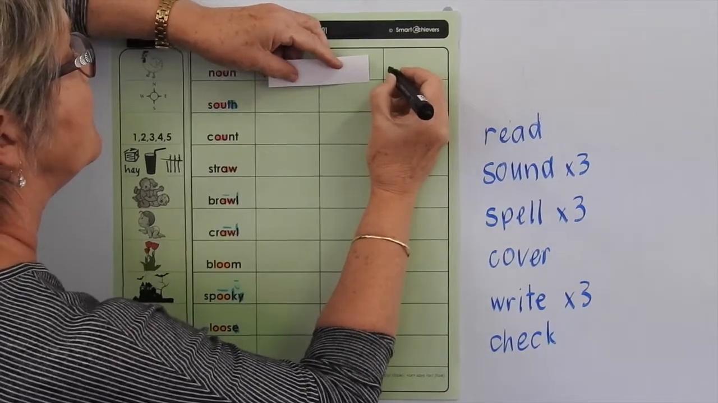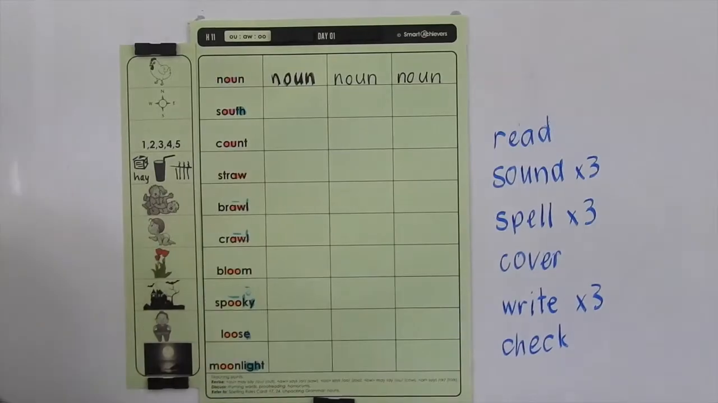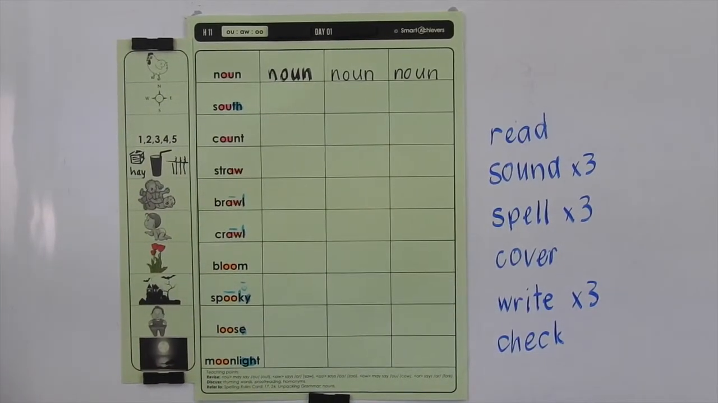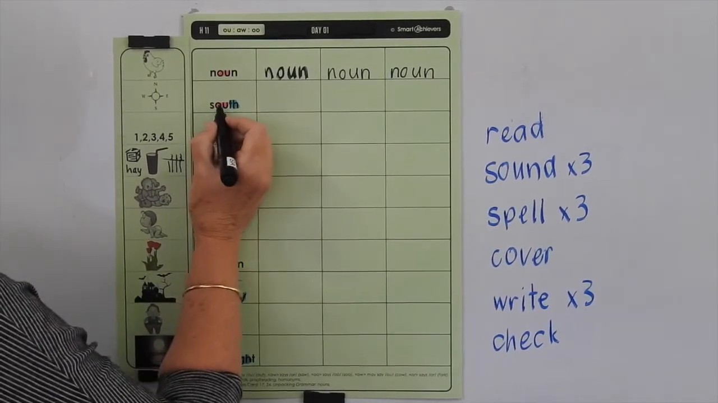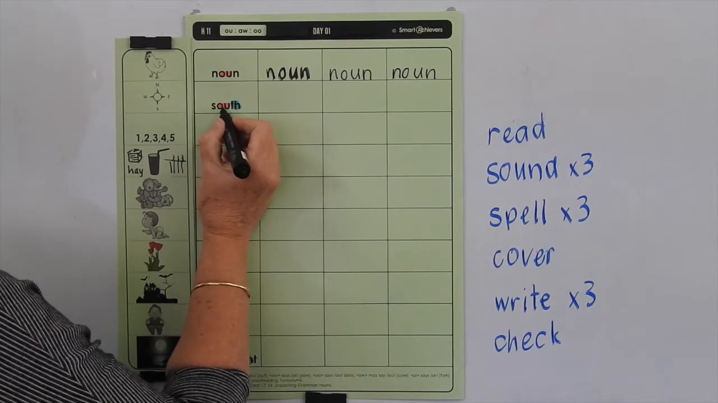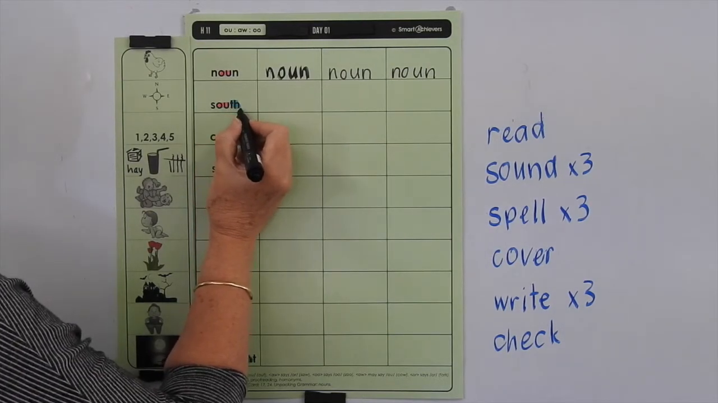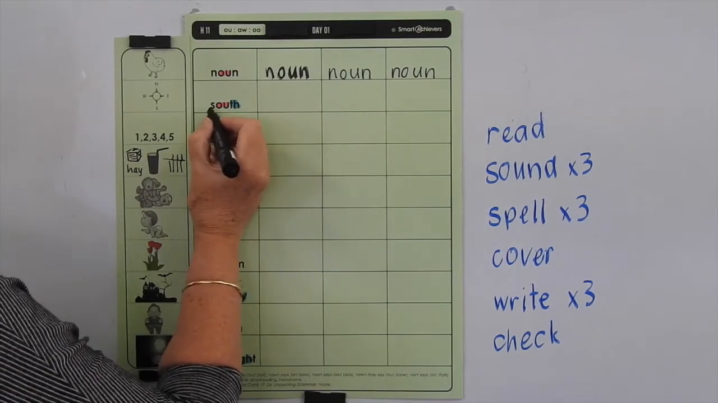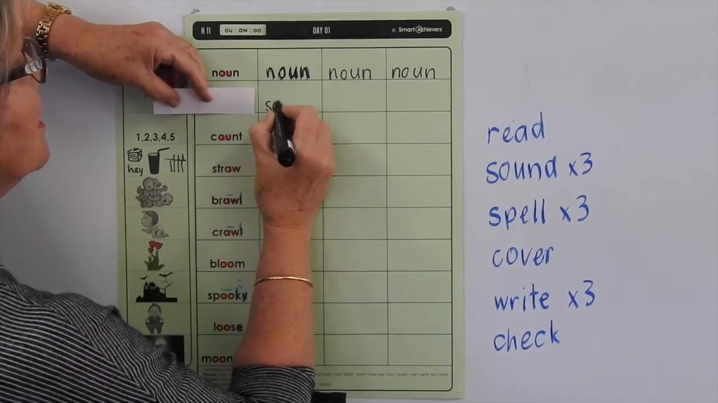So we have to define the letters we're using to write noun by spelling the word before we write it. So this is the ow as in out. So let's go south, south, south, S-O-U-T-H, S-O-U-T-H, S-O-U-T-H. And you cover it, write it.